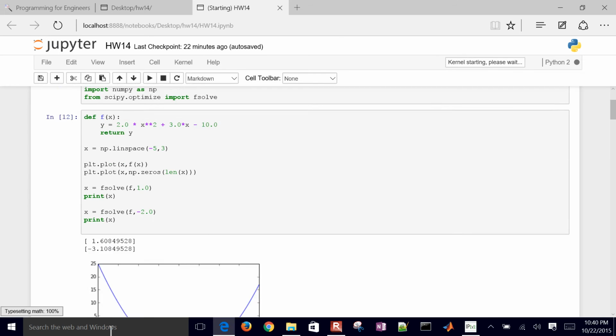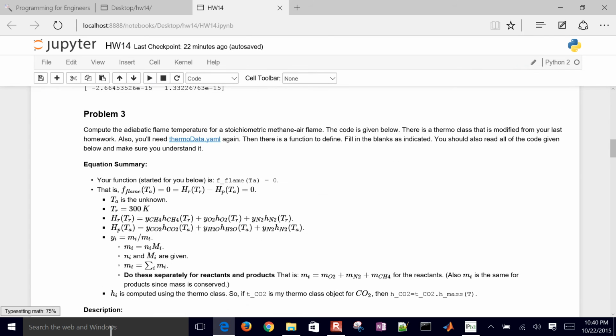Okay, so here's the work that we did on problems 1 and 2. Let's just talk about this one first. We're going to compute the adiabatic flame temperature for a stoichiometric methane air flame, and the code is given below. For much of it, we're going to add just a little bit. There's also a thermal class, which is a class that we created from the last homework. And then we'll also need the thermodata.yaml file again. That's just a data file that contains some of the heat capacities and enthalpy functions that we're going to need for this problem.